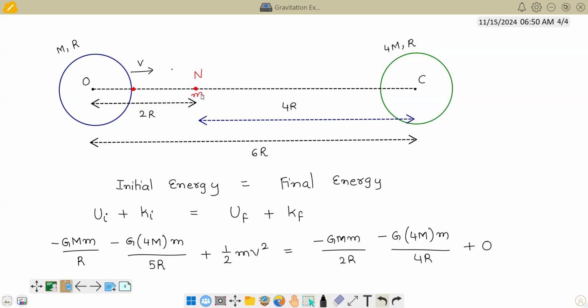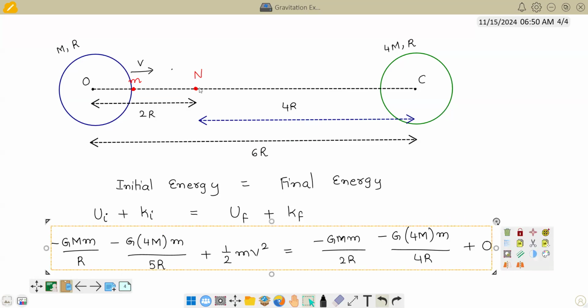Why? Because our goal is to find the minimum speed. Even if it somehow manages to reach this null point with 0 speed, even if it slightly crosses this null point, from here onwards the gravitational field due to this larger mass will slowly pull it towards it. It does not need to have any velocity once it reaches the null point. Since the word minimum speed is used, the final kinetic energy would be 0.